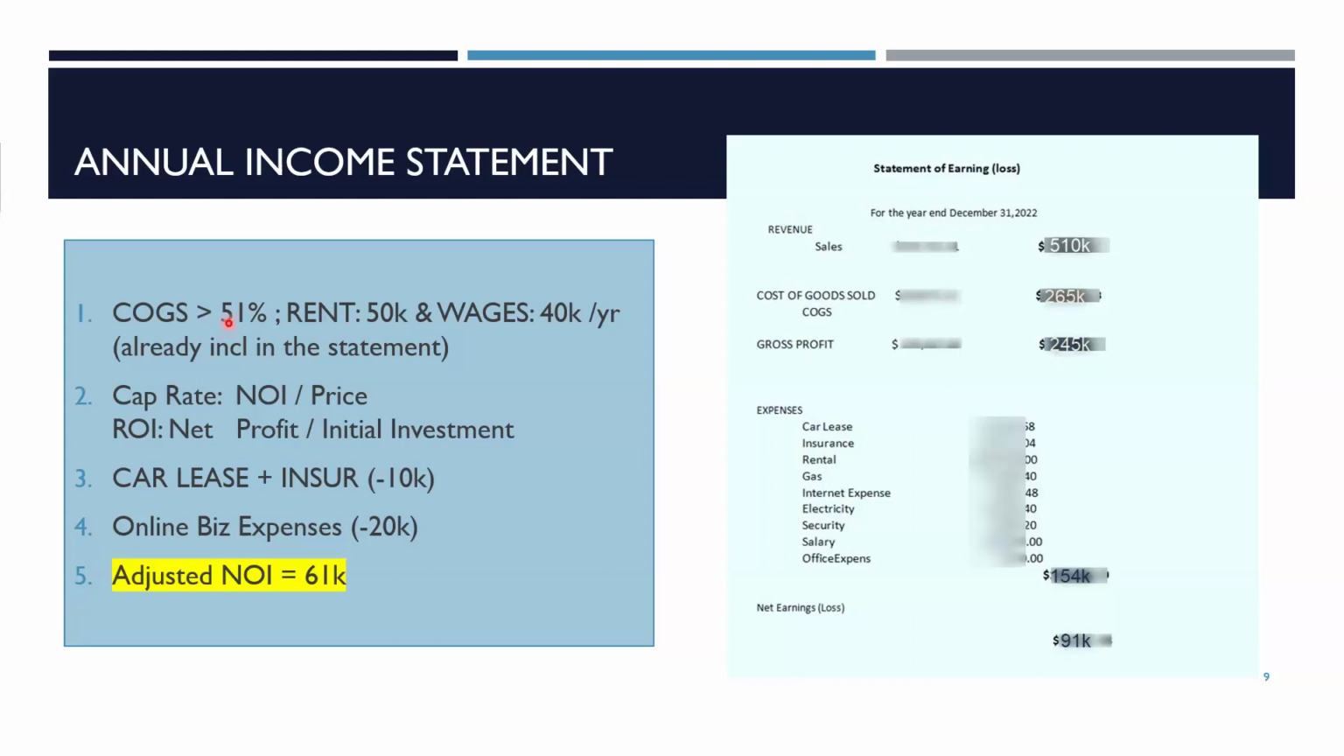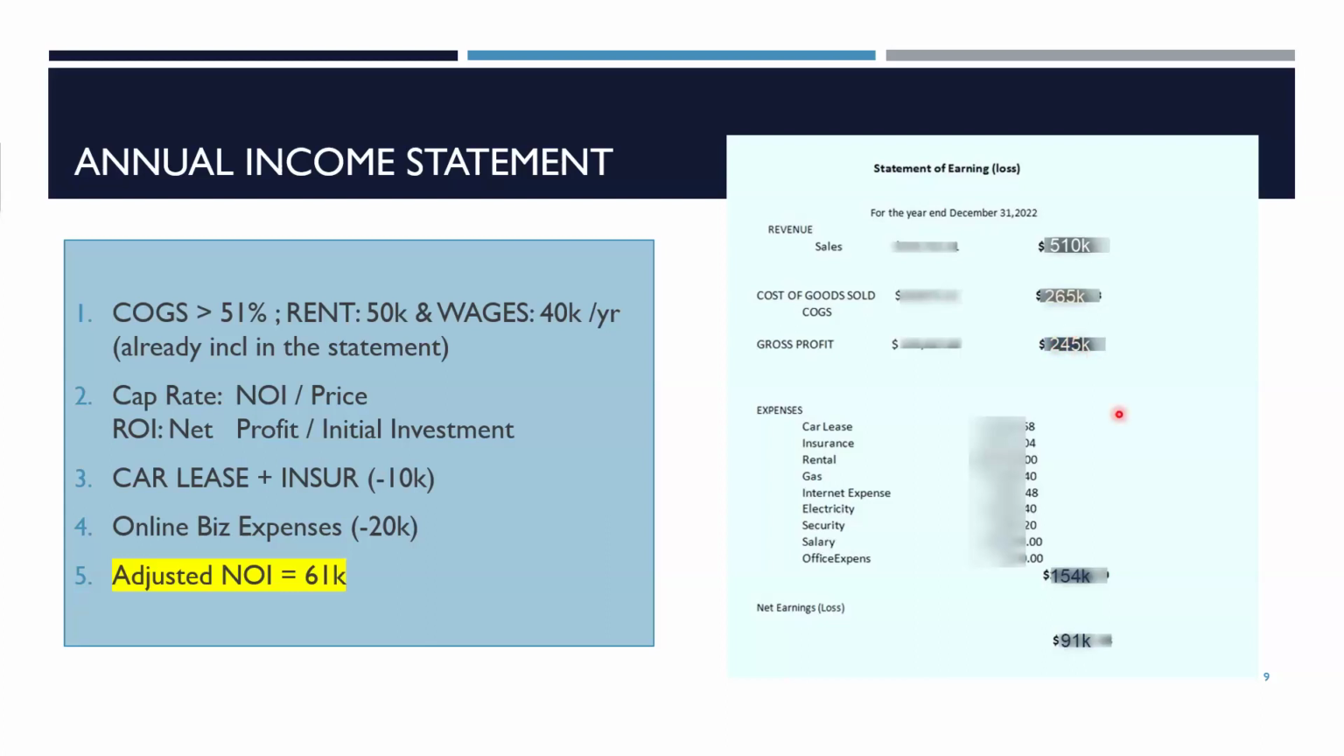But in this case, what is this business doing? $500,000. That's amazing, right? But the cost is more than 51%. And so the gross profit is under around 50%. This is an excellent deal, right?